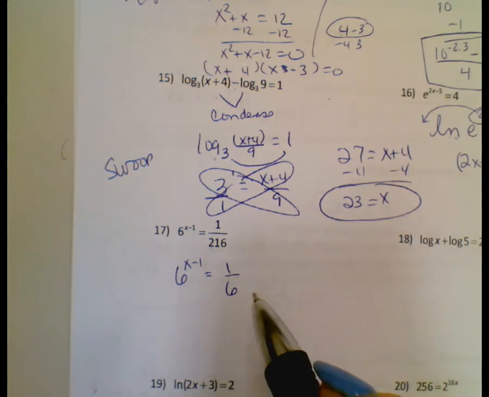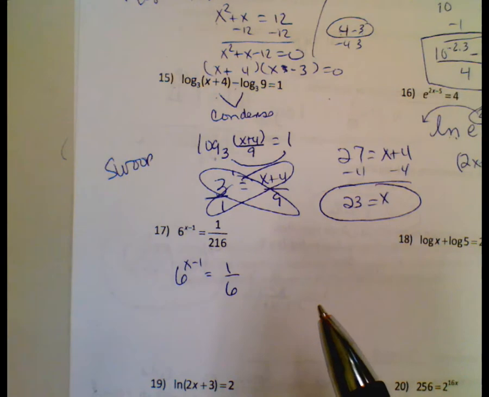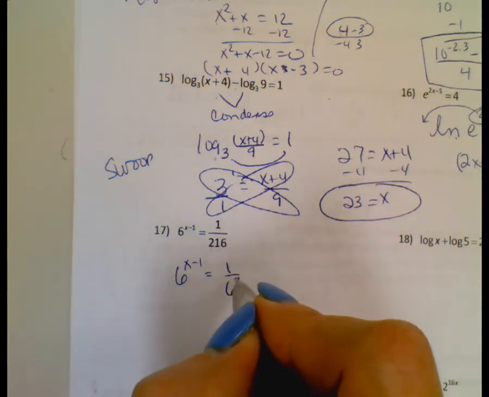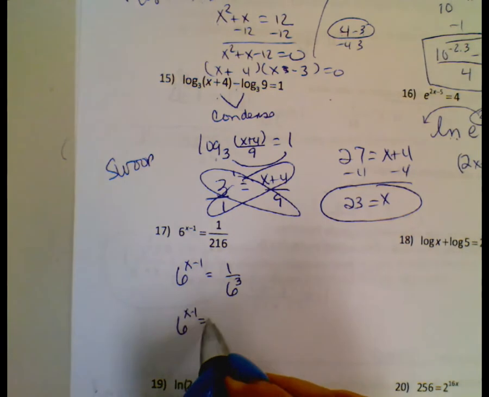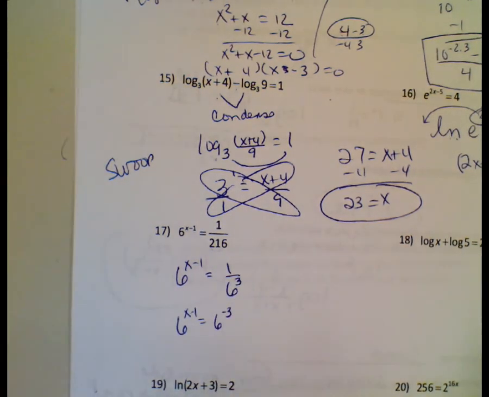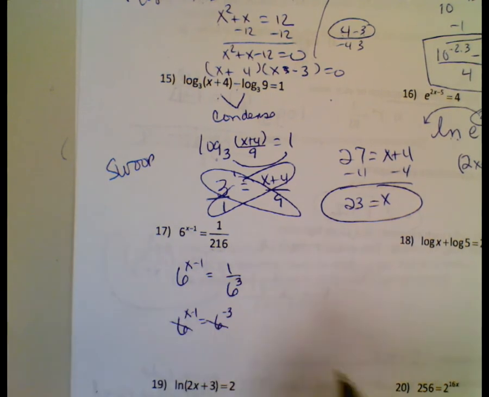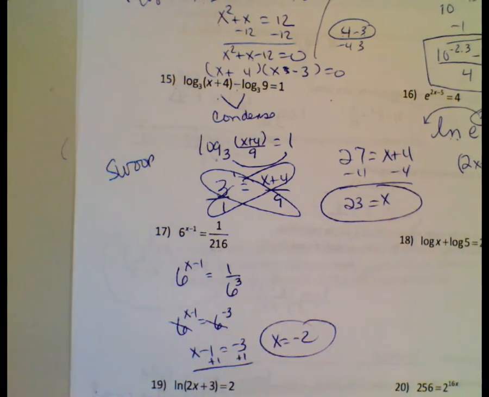Look at the chart over there. Look at your 6 column. Look at the chart on the board. 6 cubed is equal to 216. So I'm going to make that 1 over 6 cubed. So then I can make 1 over 6 cubed 6 to the negative third. Drop your bases. X minus 1 equals negative 3. Add 1. X equals negative 2.